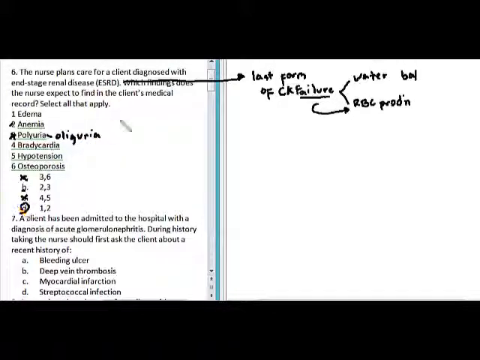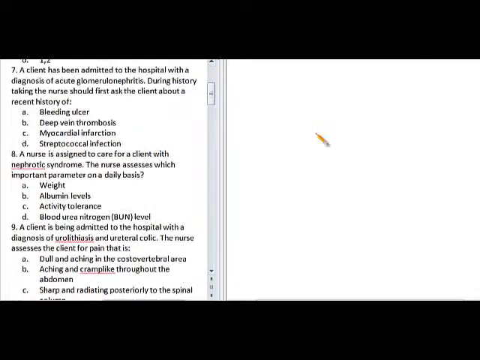Next, number 7. Client has been admitted to the hospital with a diagnosis of acute glomerulonephritis. During history taking, the nurse should first ask the client about which history of? So we all know that AGN is a complication of group A beta hemolytic streptococcus infection. The answer here is D. Next.